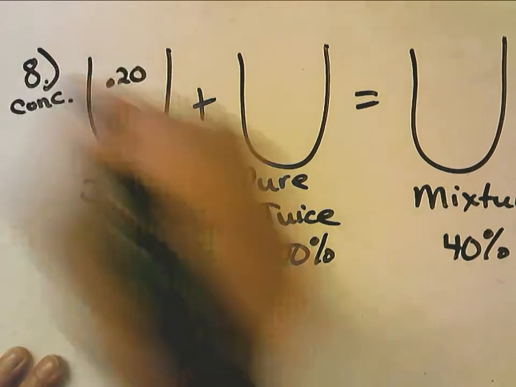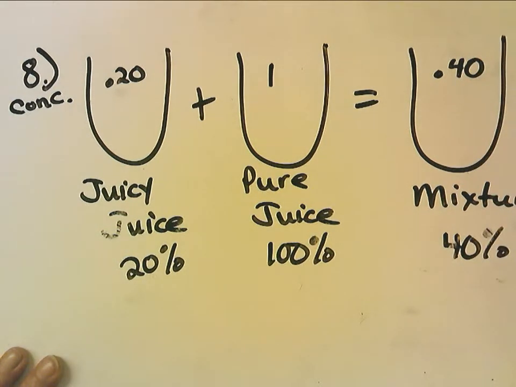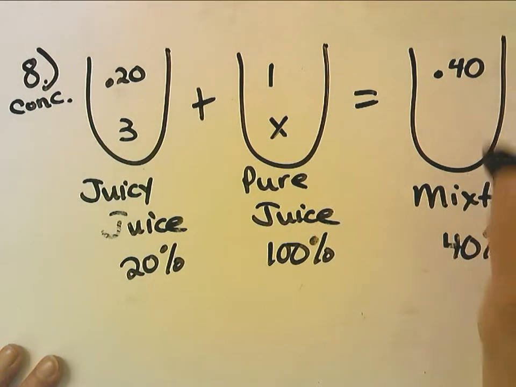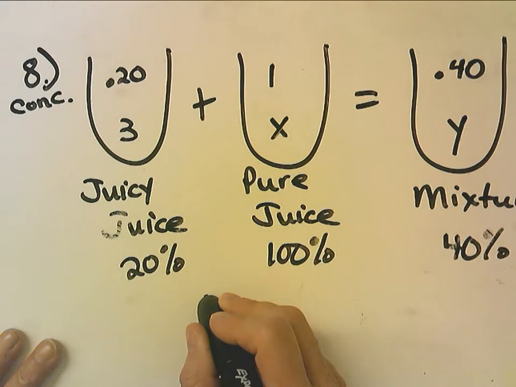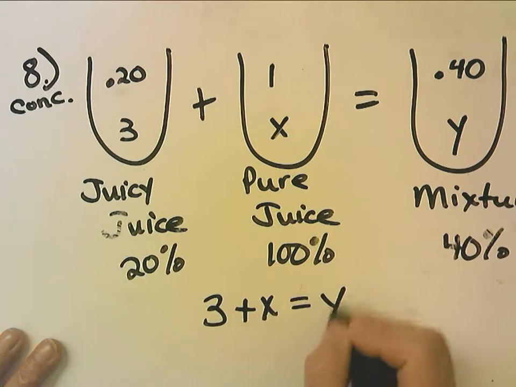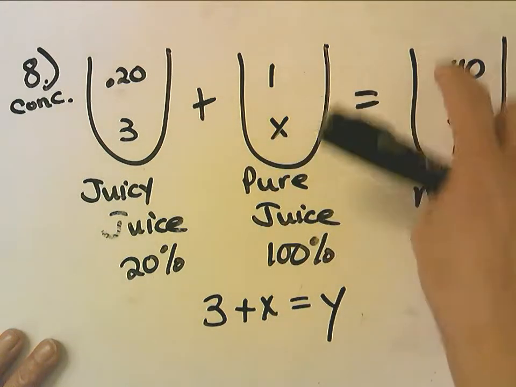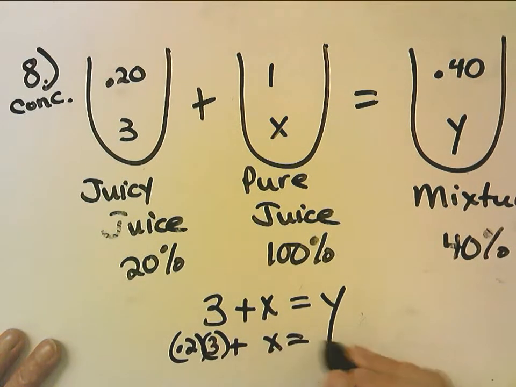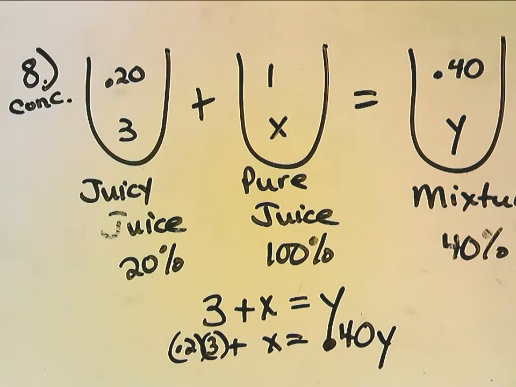So this would be 0.20, 20%. That's the concentration. 100% is 1, and 40% is 0.4. It tells me I have 3 quarts of juicy juice. I don't know how much pure I'm going to add, and I don't know how much of the mixture I'm going to end up with. So my quantity equation is 3 plus X equals Y, because I'm adding this plus this equals Y, and this times this plus this times this equals this times this. So 0.2 times 3 plus 1X equals 0.40Y. And that is my equation. And again, you can look at page 26 for the work.